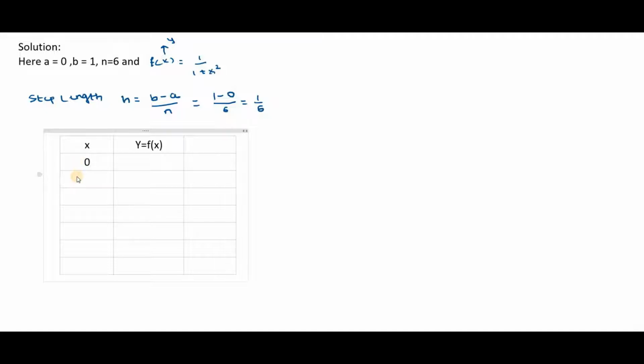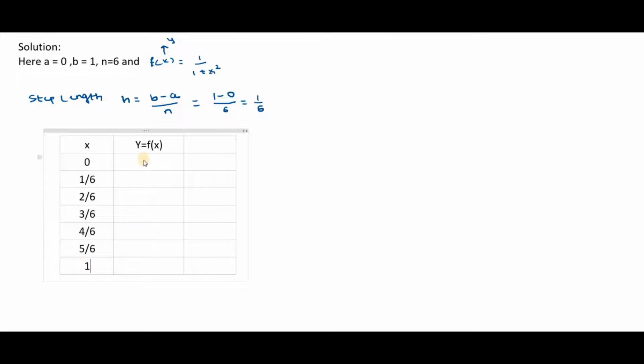So 0 plus 1 by 6 is 1 by 6. Next 1 by 6 plus 1 by 6 is 2 by 6. Next 2 by 6 plus 1 by 6 is 3 by 6. Next 3 by 6 plus 1 by 6 is 4 by 6. 4 by 6 plus 1 by 6 is 5 divided by 6, and at last 5 by 6 plus 1 by 6 is 6 by 6, and 6 by 6 we can write as 1.